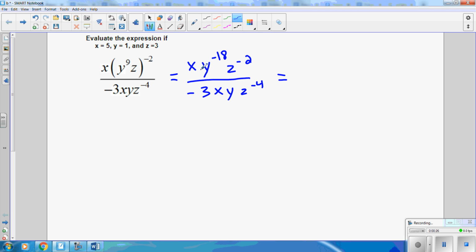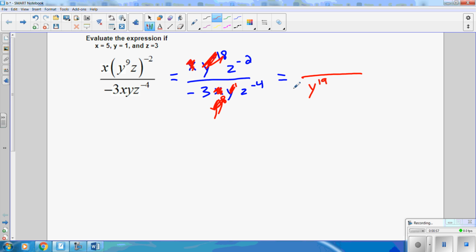So now we have an x on top, but we also have an x on bottom. So if that's the case, we can just cancel them out. Okay, so let's just get rid of this x and get rid of this x. They reduce out. We have y to the first on bottom, and we have y to the negative 18. If we take this y to the negative 18 and we move it to the bottom, it becomes y to the positive 18, and you combine that with y to the first, you're going to have y to the 19th on bottom. So now we don't have to worry about the y's.